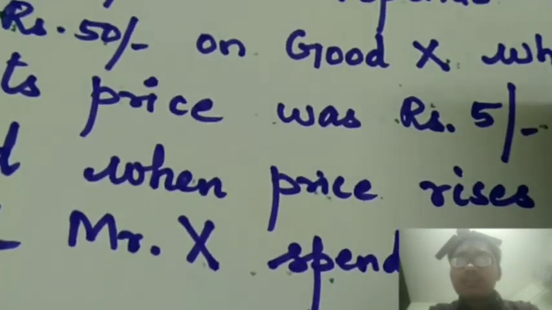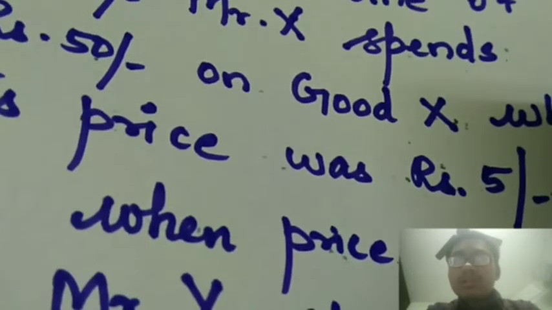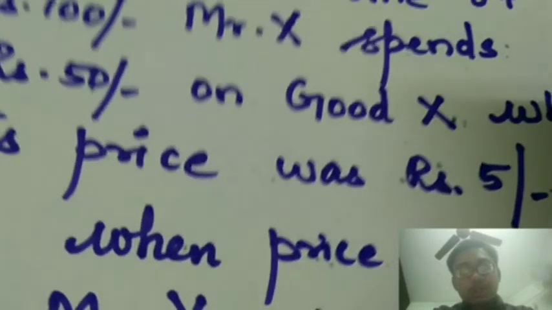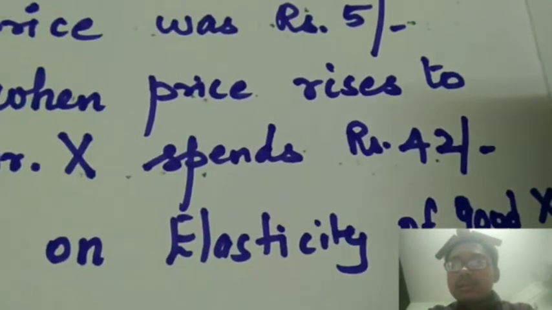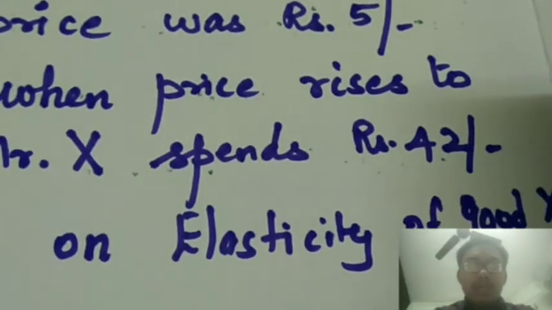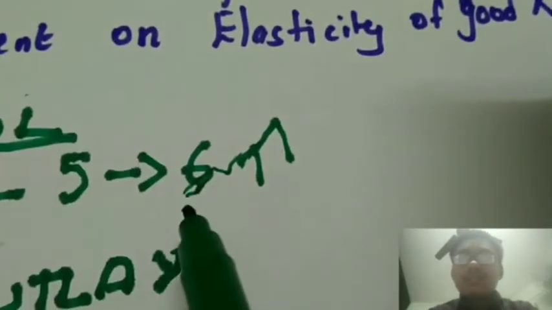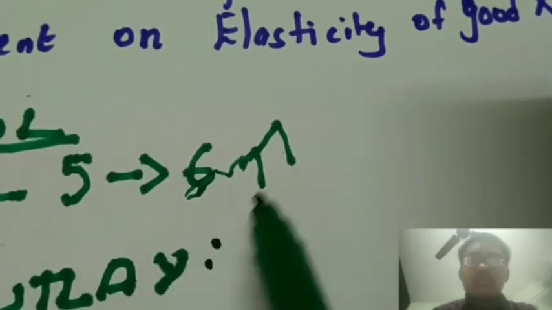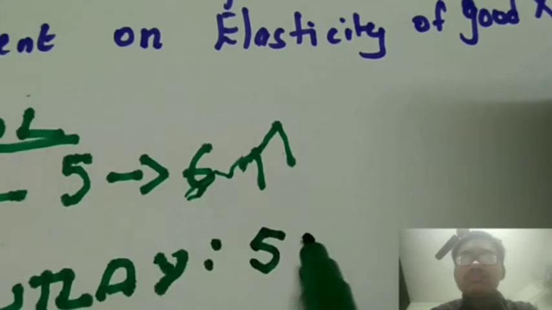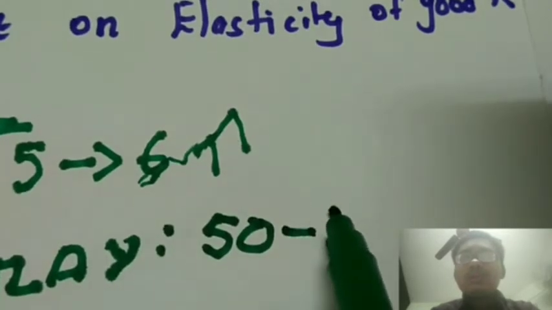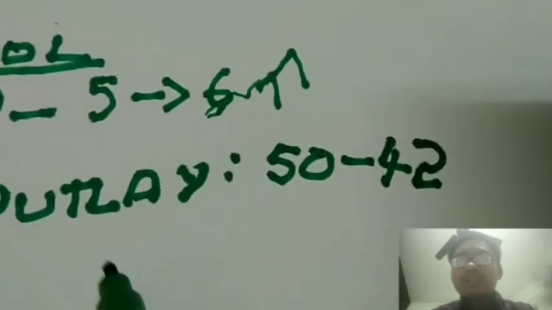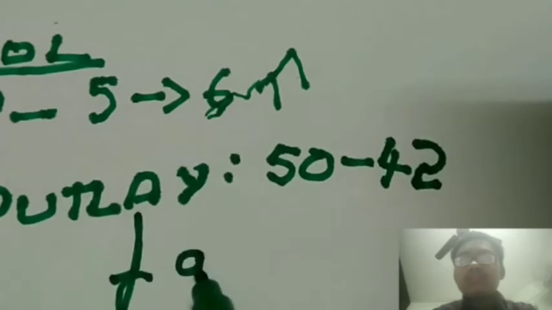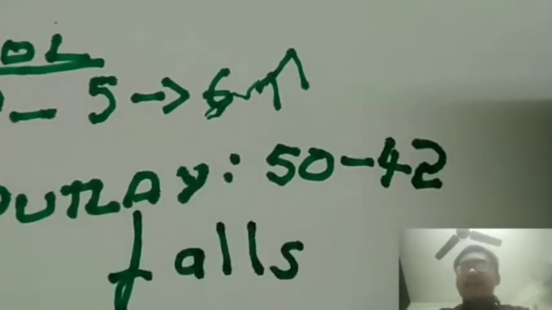Initially, when the price was rupees 5, Mr. X was spending rupees 50 on the good. And when the price rose to rupees 6, Mr. X spends only rupees 42. Outlay goes from 50 to 42, which means outlay falls. Price rises and outlay falls.